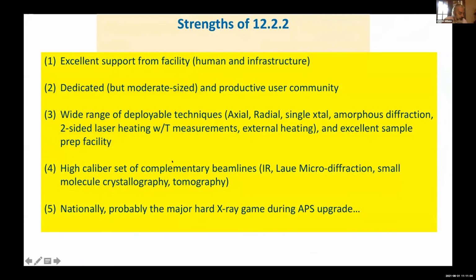So some of the strengths of 12.2.2 are, we have just outstanding support from our facility, both in terms of human, and that's Martin Kunz, and infrastructure. They give us detectors, diffractometers, and we heavily deploy the facility support. They also give us a gas loading system. We have a really dedicated but moderate-sized and productive user community.